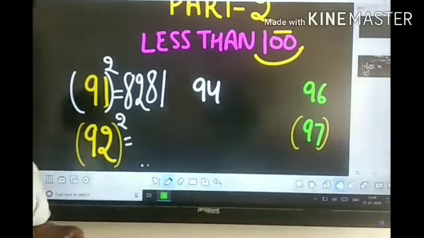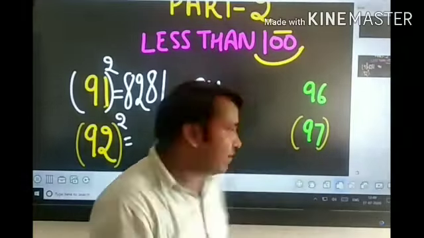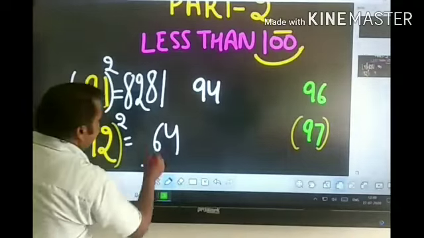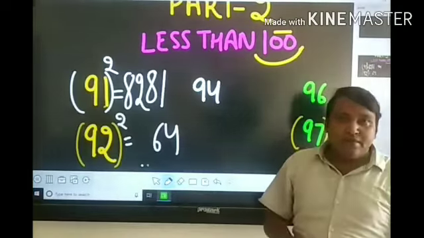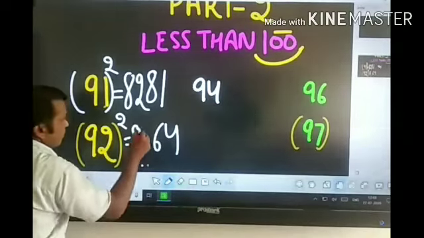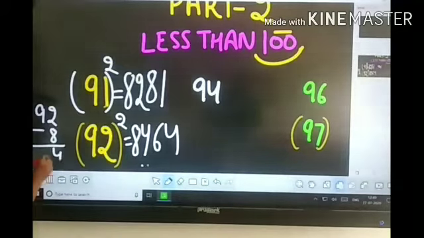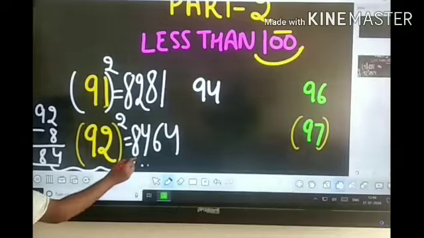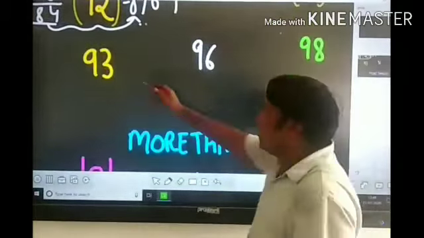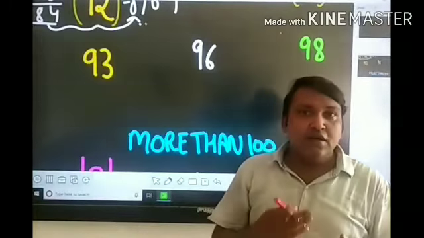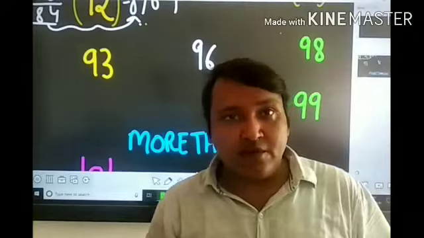Here the second number is 92. 92 is 8 less than 100. Okay, so I will multiply 8 with 8, that is 64. And now I will subtract 8 from 92. I will show you that 92 minus 8 is 84. So you will write this 84 here and it completes your squaring. That is, if you multiply 92 by 92, then you will get the same answer, 8464.